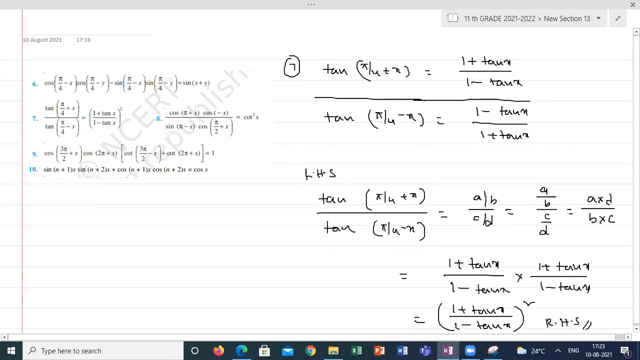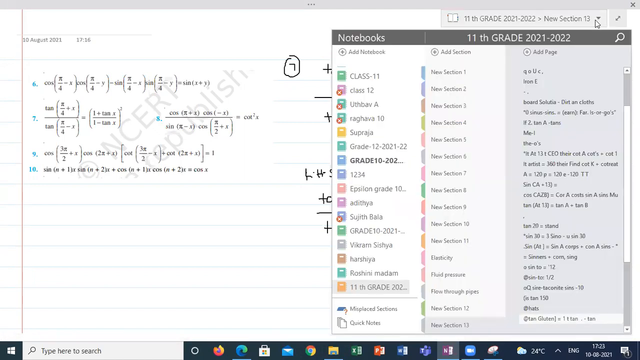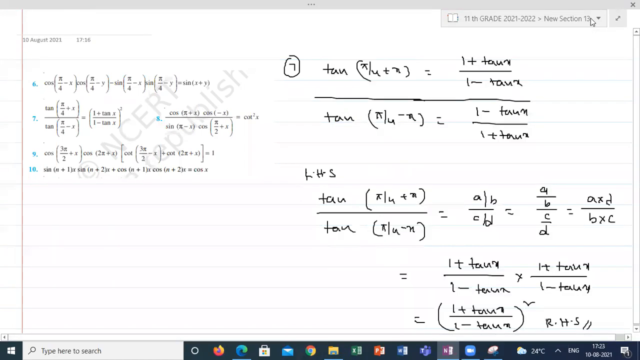Sir, can we also do with tan(a plus b) and tan(a minus b) formulas? Yes, that's also you can do. You can expand, you can do. Yes, agree. Anybody wants that method, or I can move to the next question? We can move, sir.